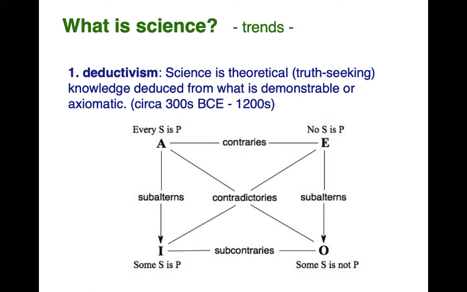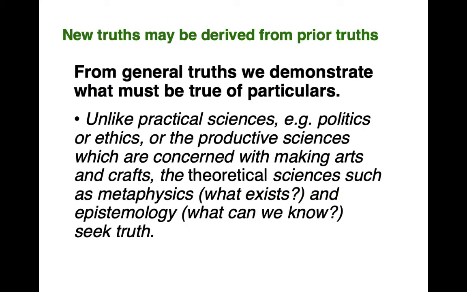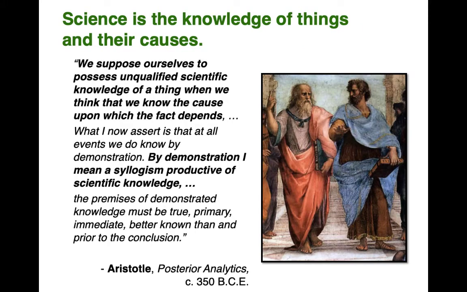We'll call the beginning of this, say, 300 years before the Christian era, up through the 1200s. New truths may be derived from prior truths. From general truths, we demonstrate what must be true of particulars. Unlike practical sciences, for example, politics or ethics, or the productive sciences, which are concerned with making arts and crafts, the theoretical sciences such as metaphysics, what exists, and epistemology, what can we know, seek truth. Here we're going to follow Aristotle.